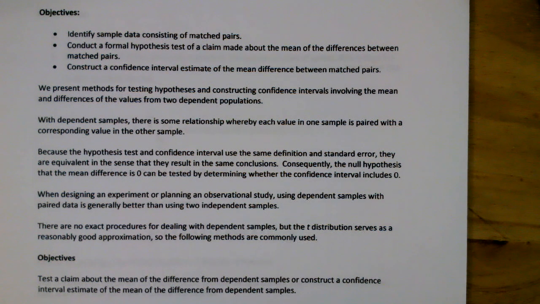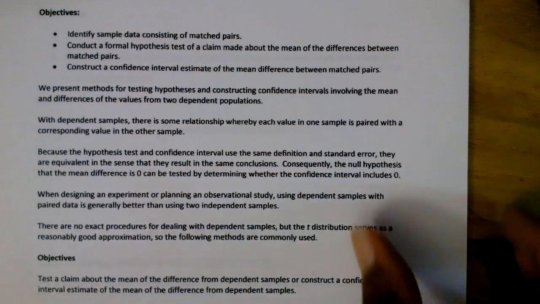Now, when designing an experiment or planning an observational study, using dependent samples with paired data is generally better than using two independent samples. Now, there are no exact procedures for dealing with dependent samples, but the t-distribution serves as a reasonably good approximation, so the following methods are commonly used.